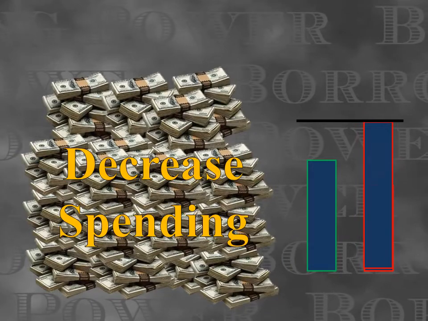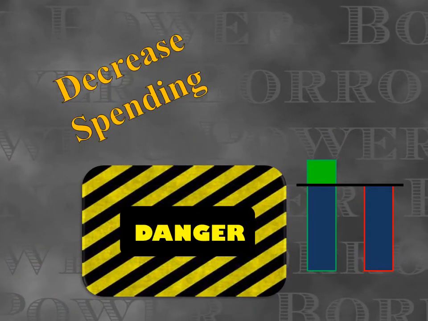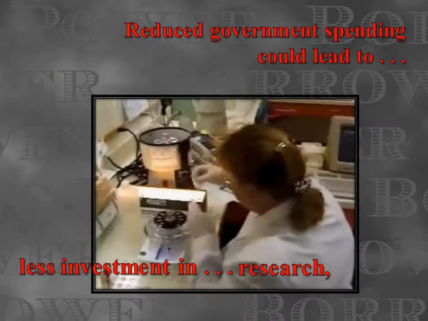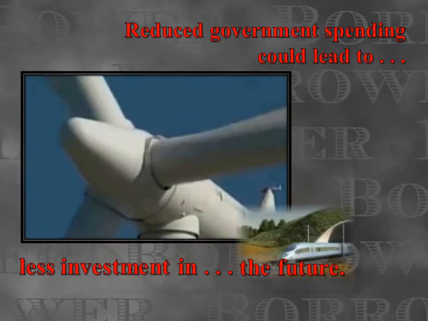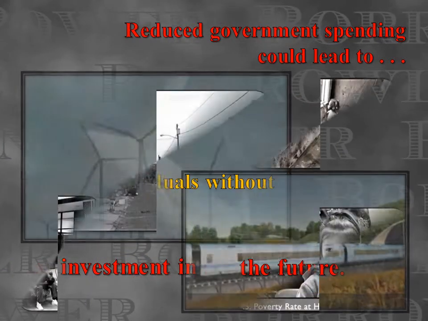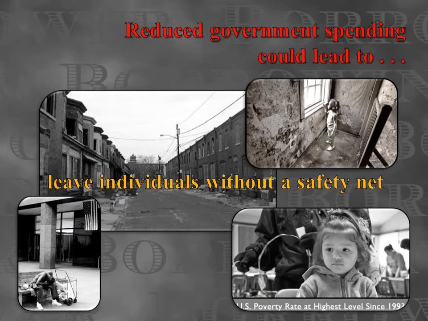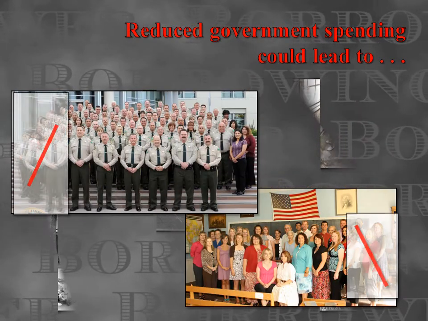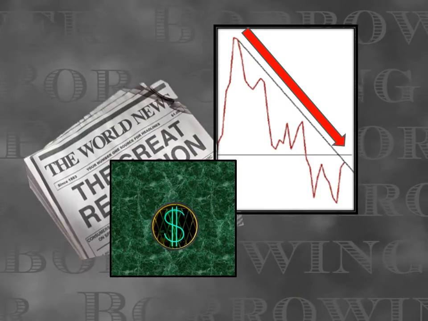Or government can reduce spending. But there are also dangers to this alternative. There may be less investment in infrastructure, research, and other areas that prepare the country for the future. Programs which provide assistance and support for the needy may be reduced, leaving these individuals in jeopardy. Or public jobs may be cut and public spending reduced to the point that the economy may slow.